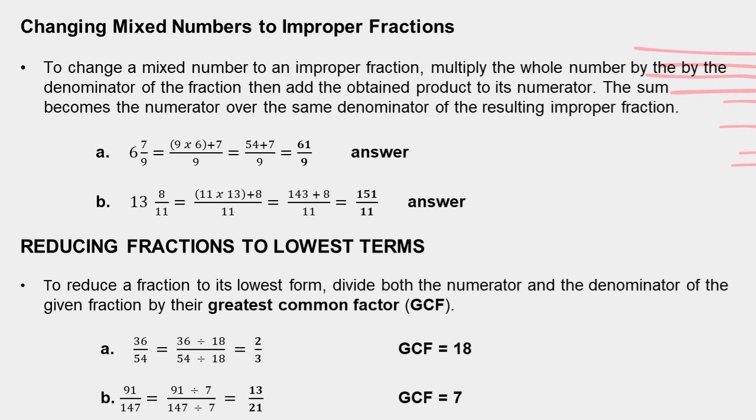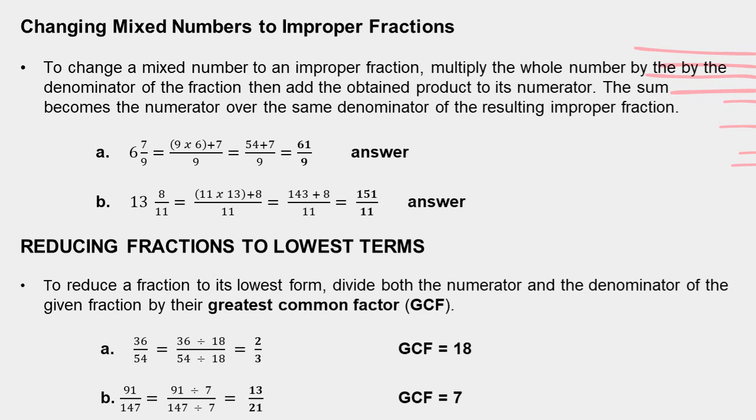Upang baguhin natin, class, ang isang magkahalong number sa isang hindi tamang number sa ating denominator na may maliit na bahagi at nakuha natin ang product nito, ang kabuuan ay nagiging numerator, nagiging resulta natin para sa ating improper fraction. So, para maunawaan po natin lahat, tingnan po natin ang aking example. So, for example, letter A, ang given ko po ay 6 7/9.